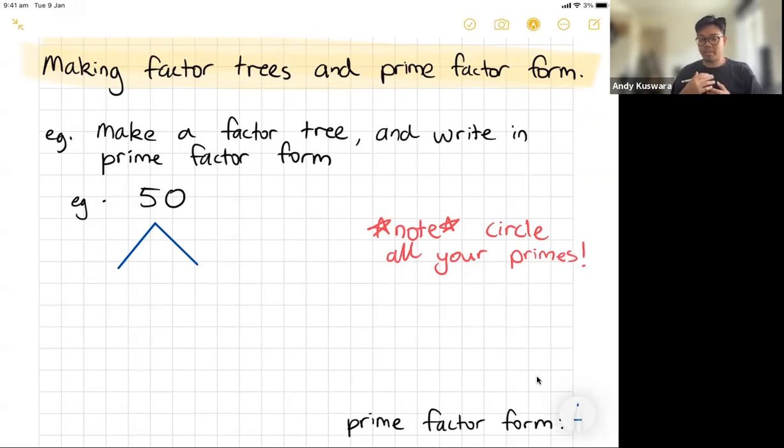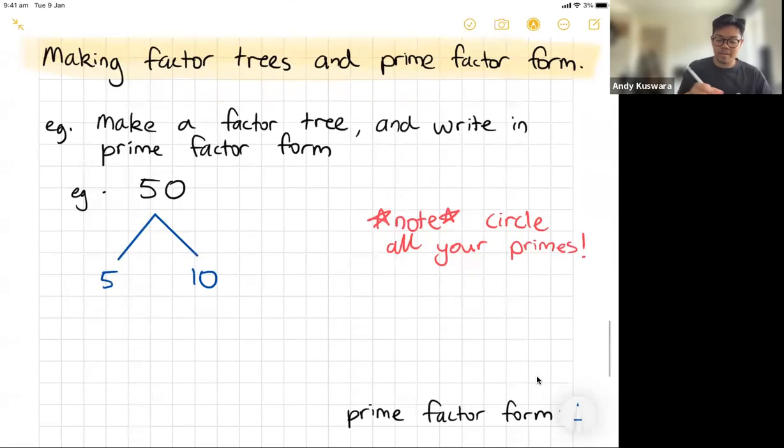So some of you might say 2 and 25. Some of you might say 5 and 10. It doesn't matter as long as you pick two numbers that multiply to give you 50. So I'm going to pick 5 and 10 because that's a little bit easier for me. Now, once I get to this, I'm going to keep going, and can I break it?